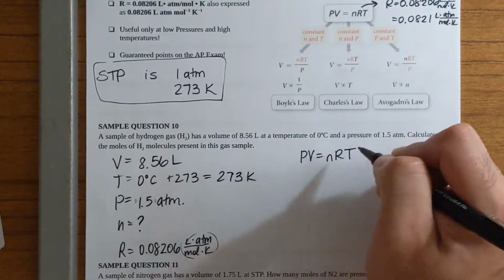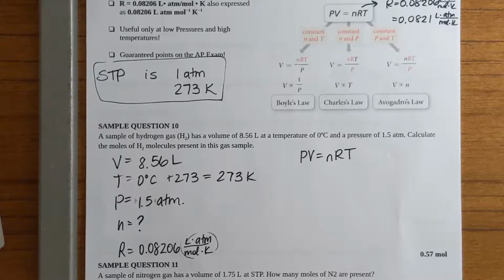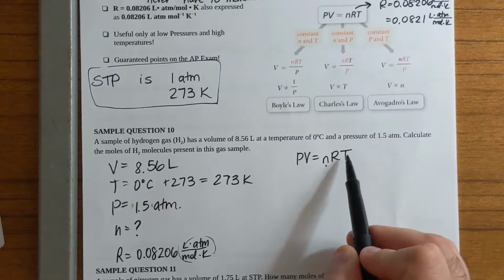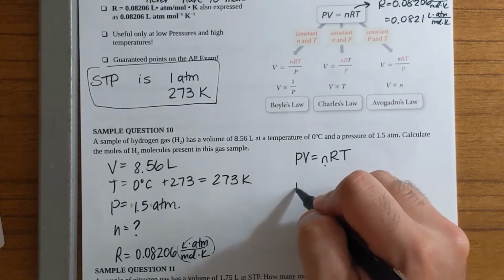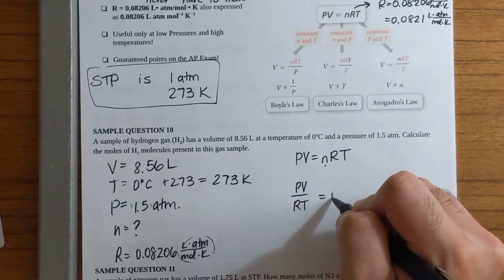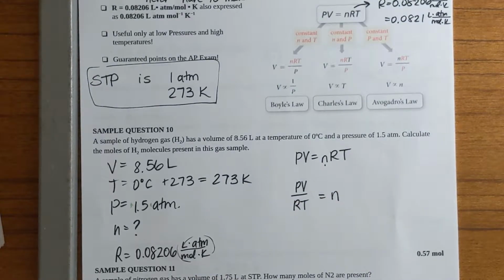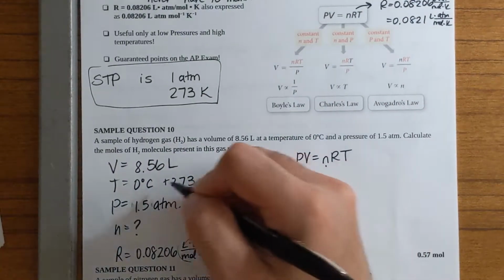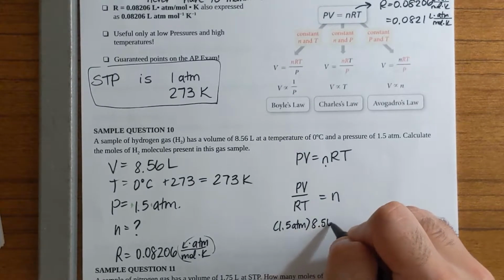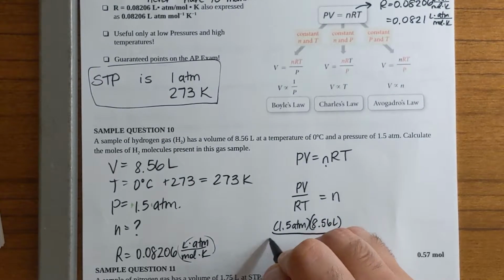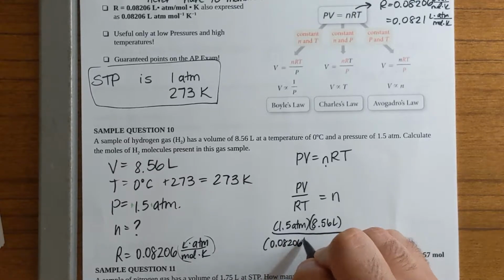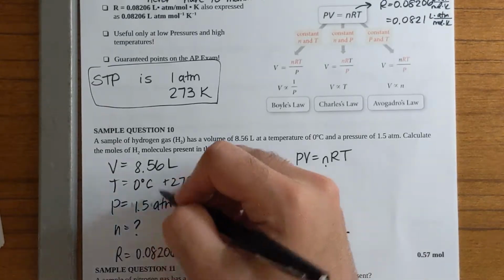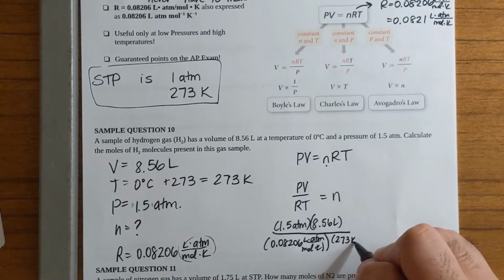So if I want moles from pressure, volume, and temperature, I could use PV equals nRT. If I rearrange this equation to solve for n moles, I'm going to bring the RT over to the left side. So PV over RT is going to be equal to n. All I have to do is plug in my values. P is 1.5 atmospheres, V is 8.56 liters, over R, 0.08206 liters times atmospheres per mole Kelvin, times T, which we changed to 273 Kelvin.